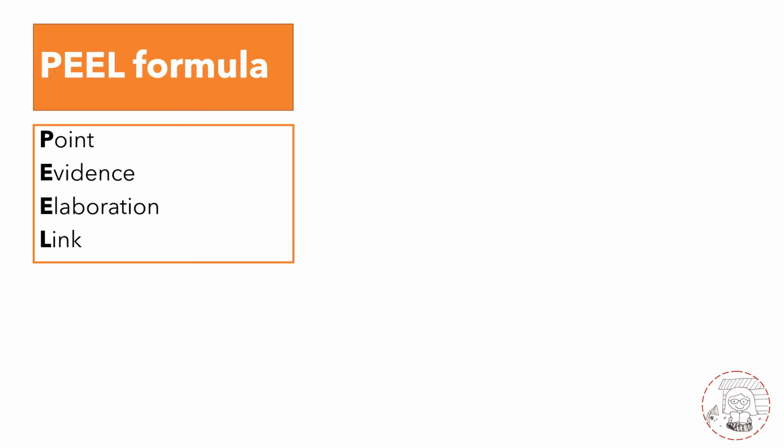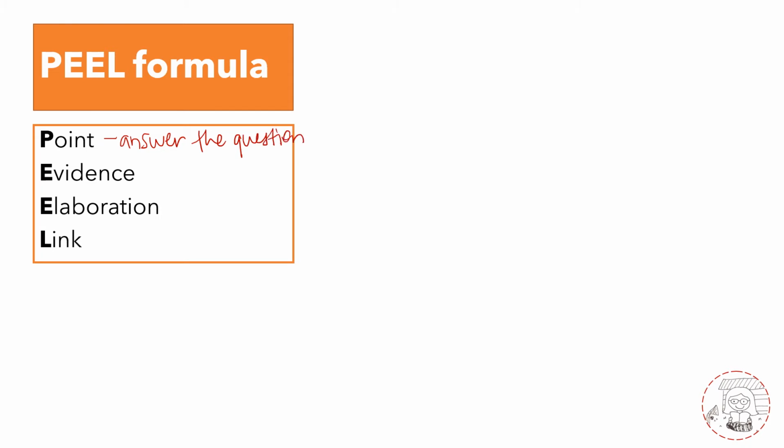Okay, so what is the PEEL formula? The PEEL formula is a formula that can help you write your body paragraphs and write out your points. So PEEL stands for point, evidence, elaboration, and link. So first, the first sentence in your paragraph should be your point, your main point, and this sentence should answer the question. Okay?